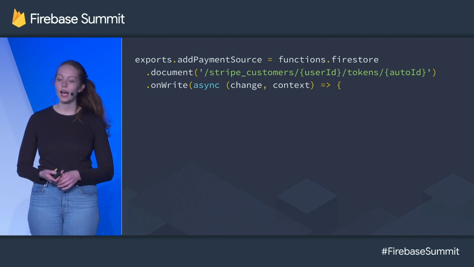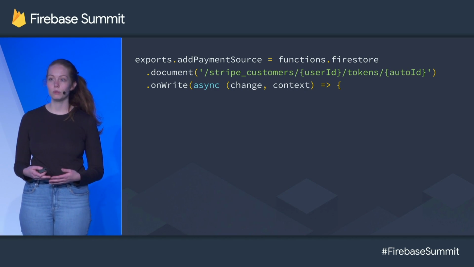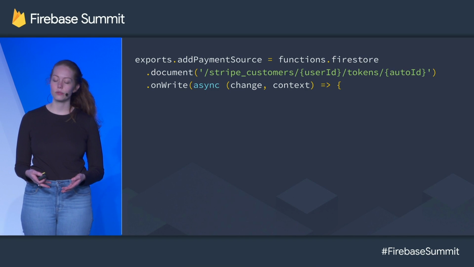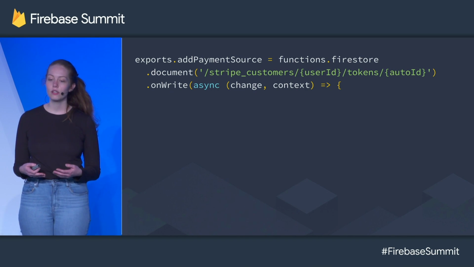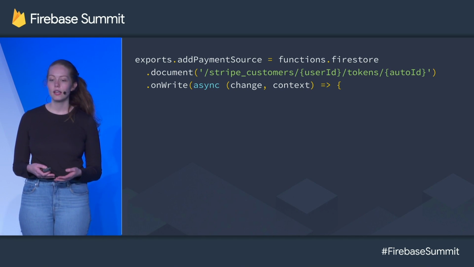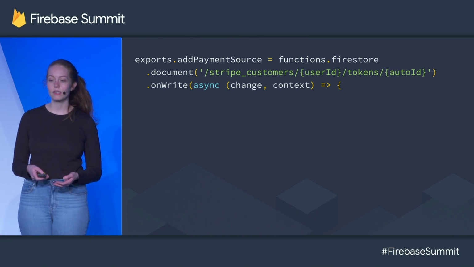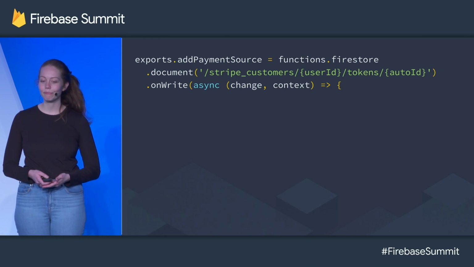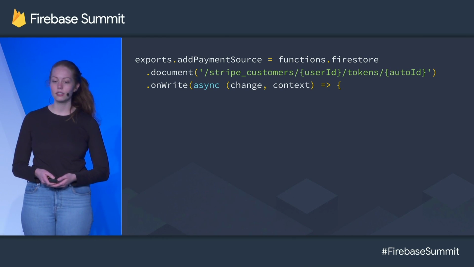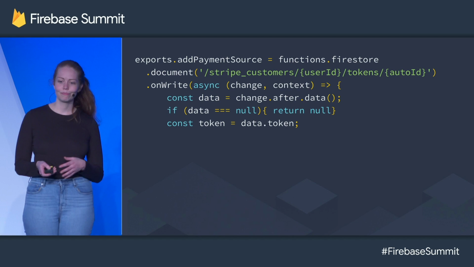We have our function here, addPaymentSource, and it's a Firestore function. So this gets triggered whenever we write to this location in Cloud Firestore. The location is stripe_customers, userId, tokens, autoId. Those userId and autoId in there are parameters that we have available to us in the context. By calling context.params.userId, we'll get the user ID that's being written to, and context.params.autoId will give us the auto ID that Firestore generates for us. We can also get the data saved to that location within this function by calling change.after.data.